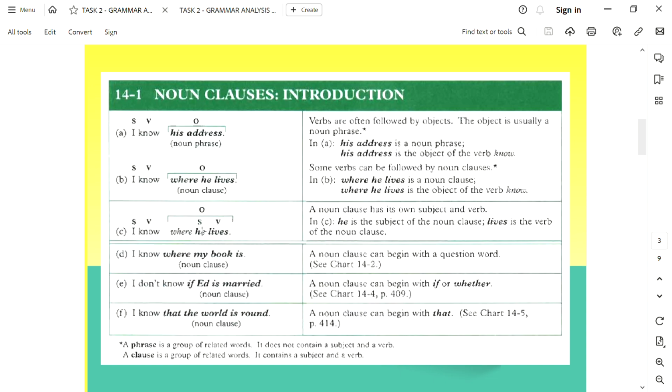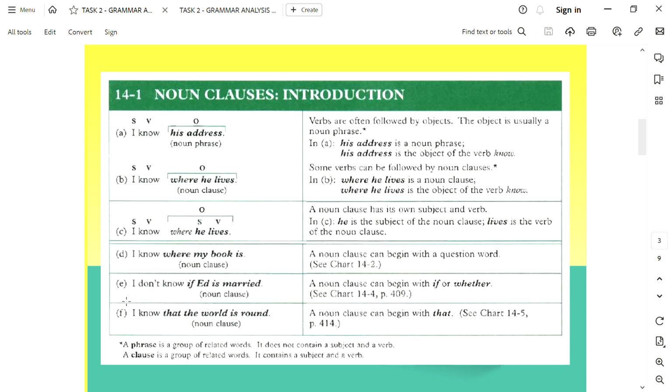This is the key, why it's called noun clause, because there is subject and verb. But in here, his address, there is none. Example D. I know where my book is. Noun clause. The subject is my book. The verb is. A noun clause can begin with a question word.